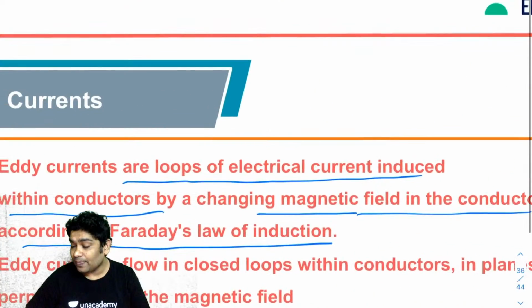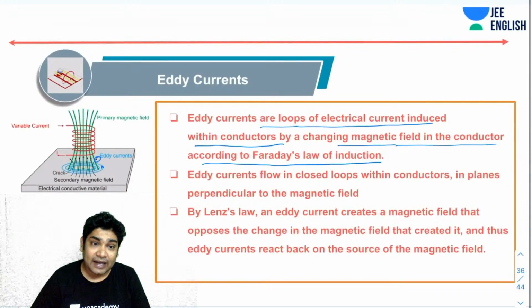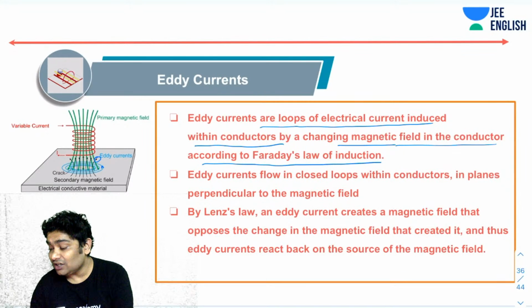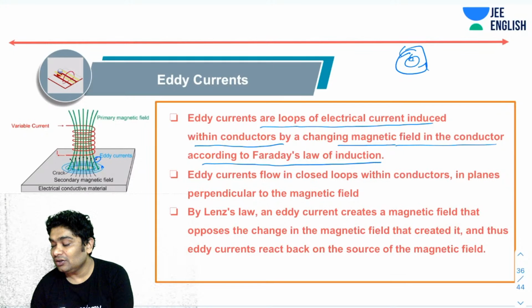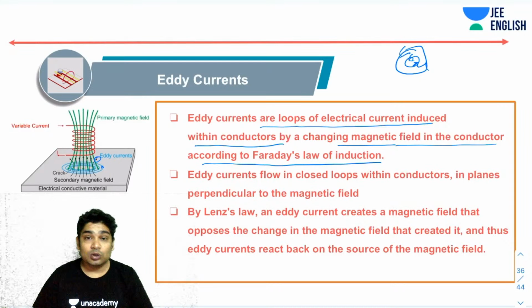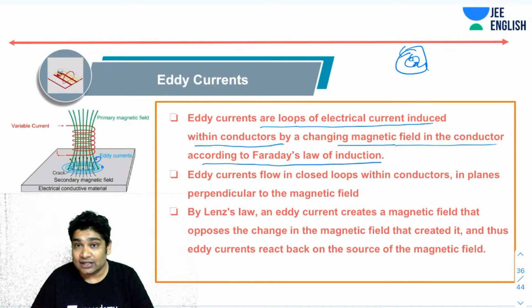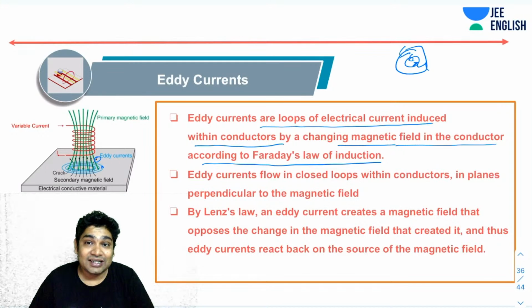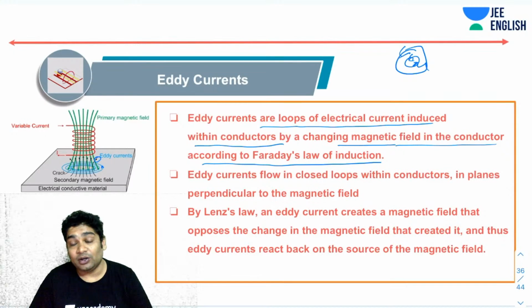Now I hope you know what eddies are. Eddy or vortex is when water is rotating like this. Okay, this is called vortex. So if you see an eddy of water, water is circulating like this. So these circulating currents are called eddy currents. Eddy currents flow in closed loops in conductors in the planes which are perpendicular to the magnetic field.